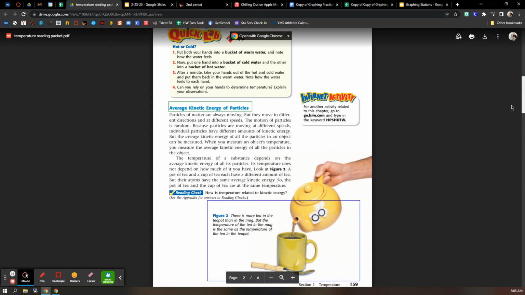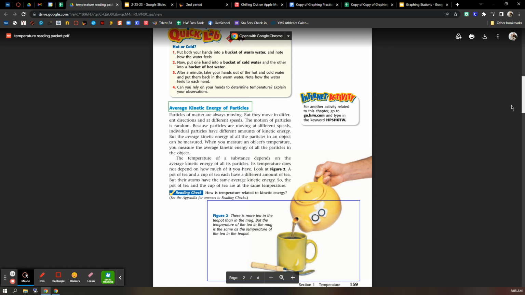Particles of matter are always moving, but they move in different directions and at different speeds. The motion of particles is random. Because particles are moving at different speeds, individual particles have different amounts of kinetic energy. But the average kinetic energy of all of the particles in an object can be measured. When you measure an object's temperature, you measure the average kinetic energy of all of the particles in the object.